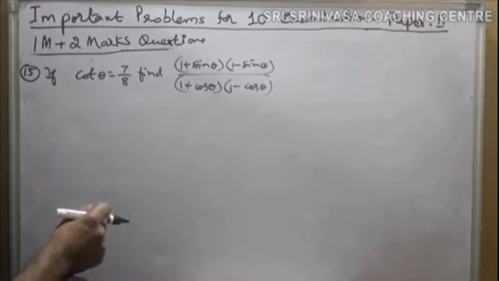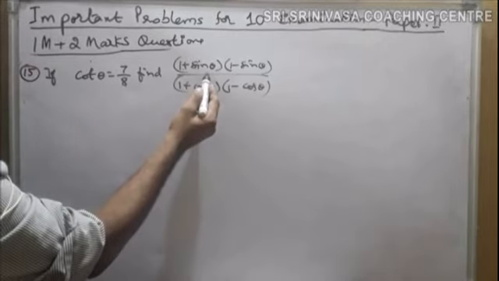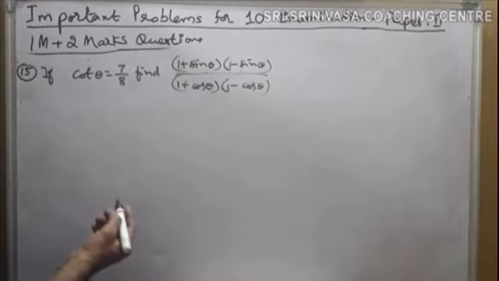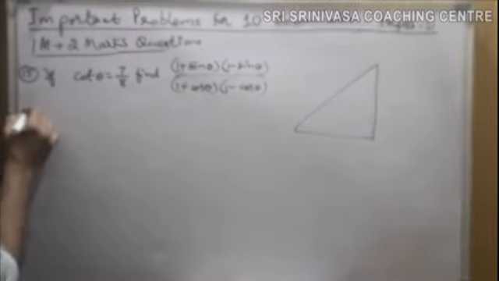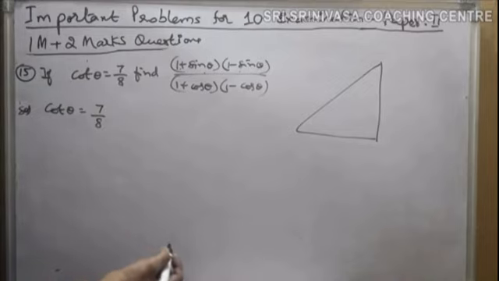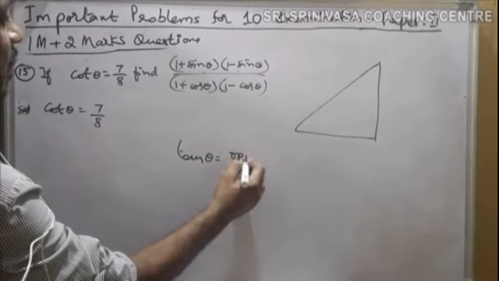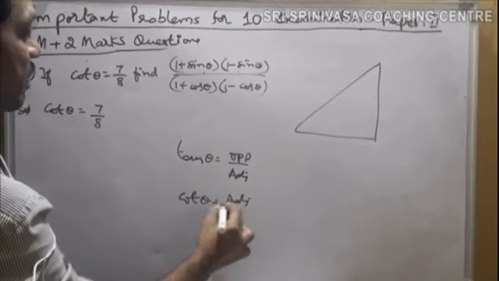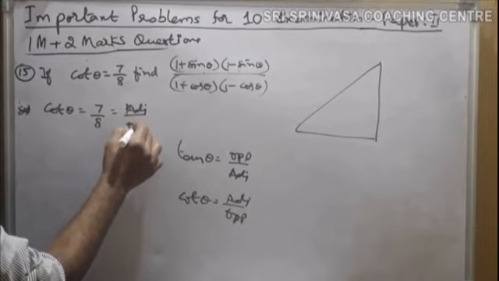In this question it is given that cot theta is 7 by 8 and asking to find 1 plus sin theta into 1 minus sin theta divided by 1 plus cos theta into 1 minus cos theta. So given cot theta equal to 7 by 8. Cot theta is reciprocal of tan theta. So already we know tan theta is opposite by adjacent. So therefore cot theta is adjacent by opposite.